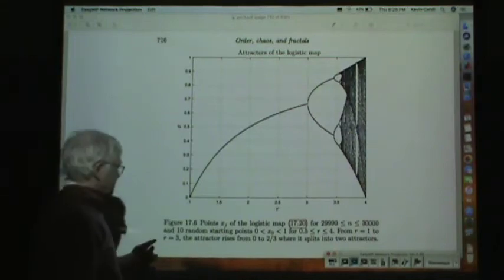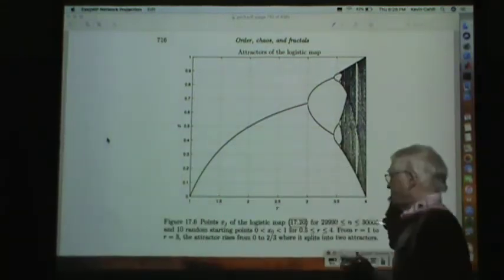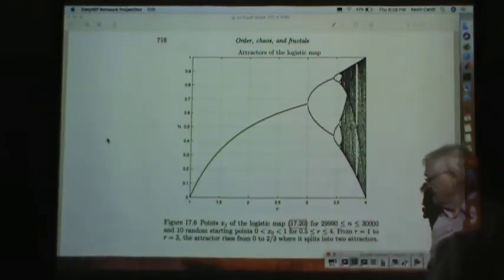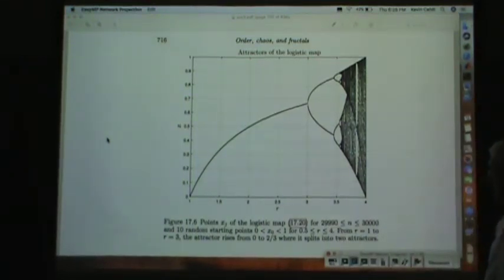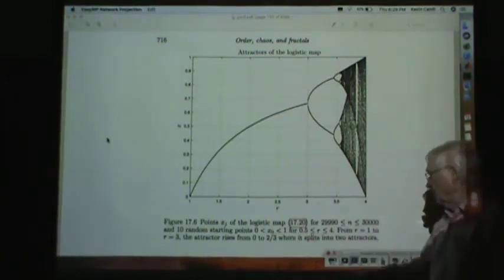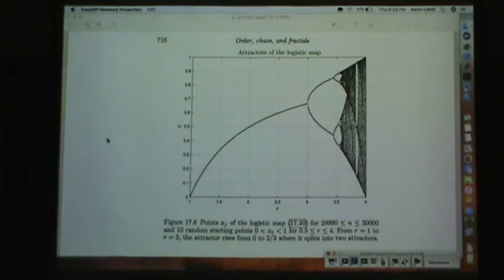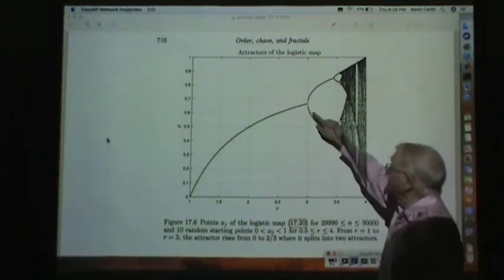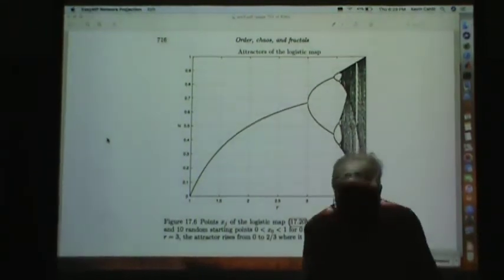And these are points. I think I made this with Matlab again, from n going from 29,990 to 30,000, 10 random starting points between 0 and 1, and R is between 1/2 and 4, and from R equal to 1 to 3, this is just what we were saying before. It's at 2/3 here.